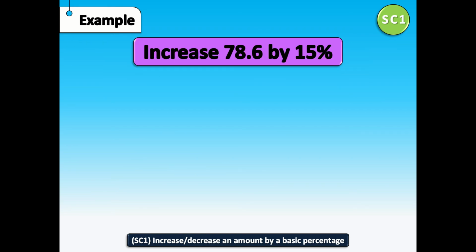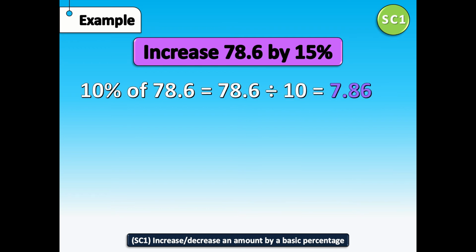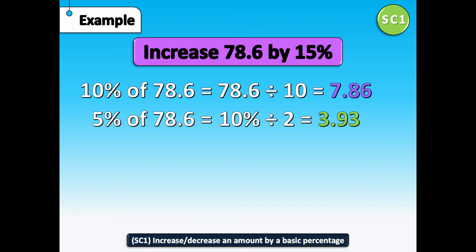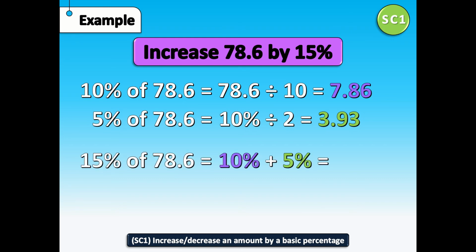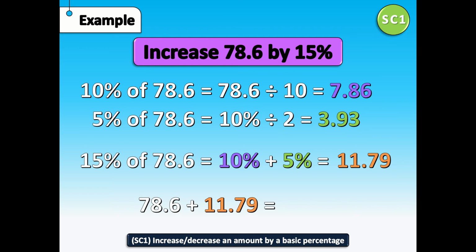This time we want to increase 78.6 by 15%. So we need to work out what 15% of 78.6 is. So first of all, let's work out 10%, and that's 7.86. And 5% will be half of that, so that's 3.93. So for 15%, we need to add together 10% and 5%. So we'll add together 7.86 and 3.93, and we get 11.79. So that's what 15% is. Now because we're increasing by 15%, we need to add that on to 78.6. So our answer is 90.39.